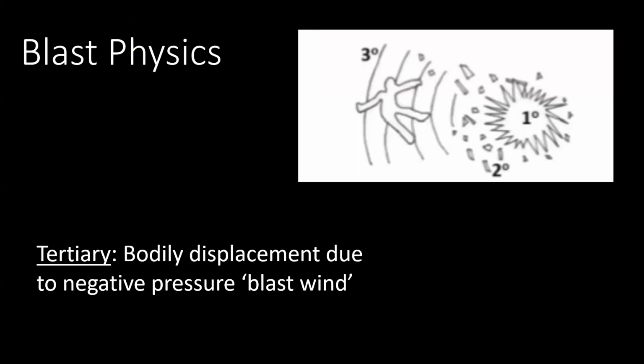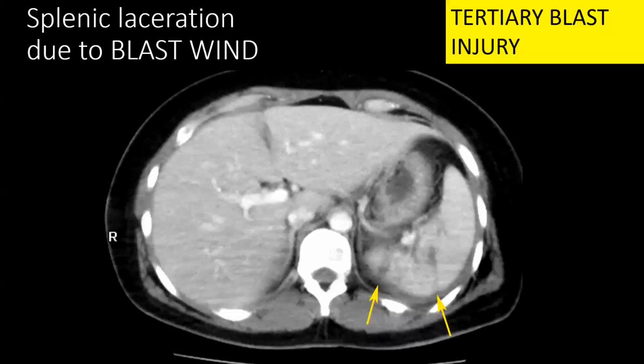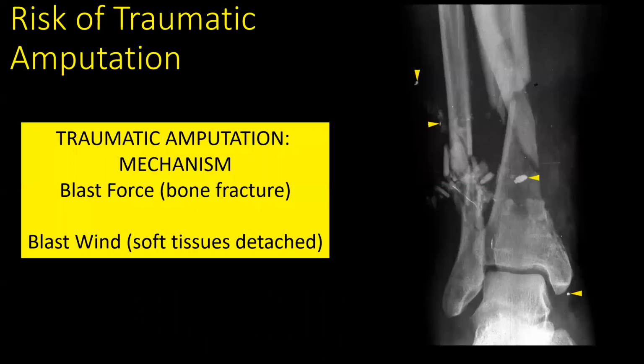The tertiary blast effect is when the body is picked up and thrown against a wall or against a surrounding structure. And this is called the blast wind, and it is of the energy of a hurricane, very high energy indeed. When the patient is picked up like this, you may see, for example, splenic lacerations. You may see fractures of the spine or of the peripheries.